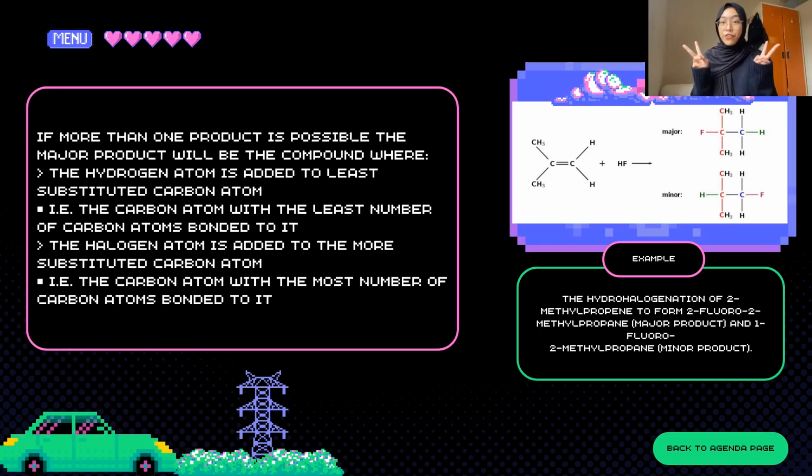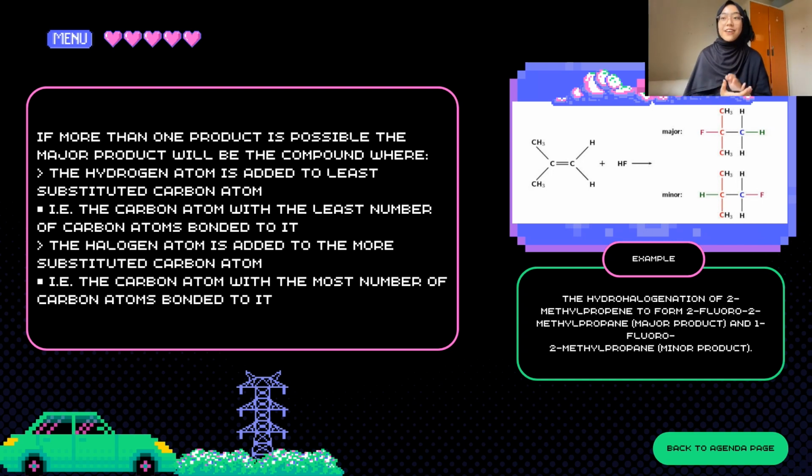If we have two products, we can classify them into two, which are the major product and the minor product. For the major product, the hydrogen atom is added to the less substituted carbon atom, which is the carbon atom with the least number of carbon atoms bonded to it. The halogen atom is added to the more substituted carbon atom, which is the carbon atom with the most number of carbon atoms bonded to it.